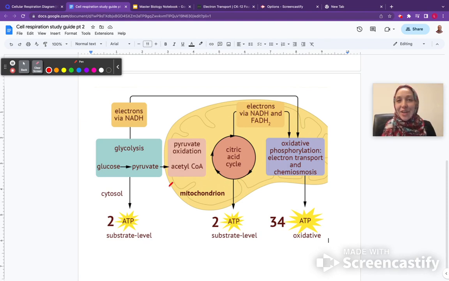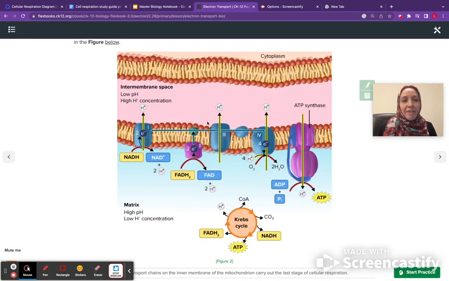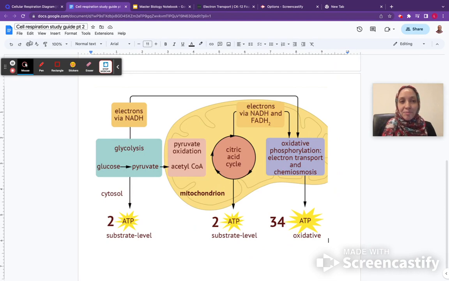I am creating this video for my students as a review for our overview of cellular respiration lesson. I hope that you find it useful. I will be using this diagram here, which I found on a Quizlet. I will also be using this diagram here, which is from Flexbooks, to help explain cellular respiration.